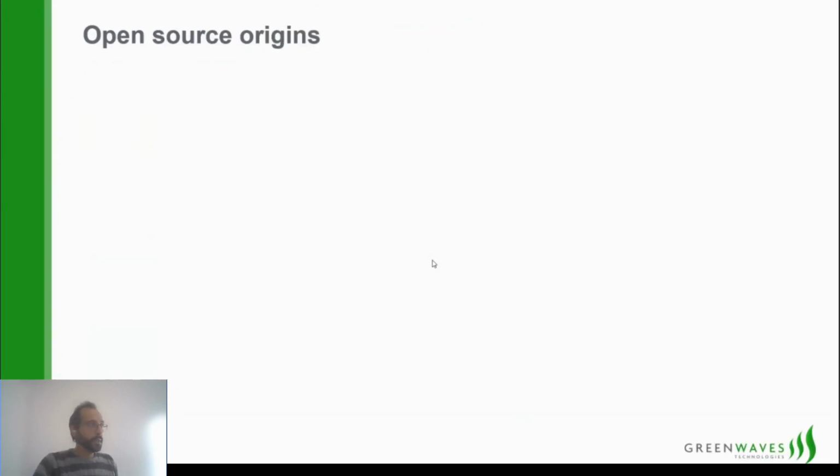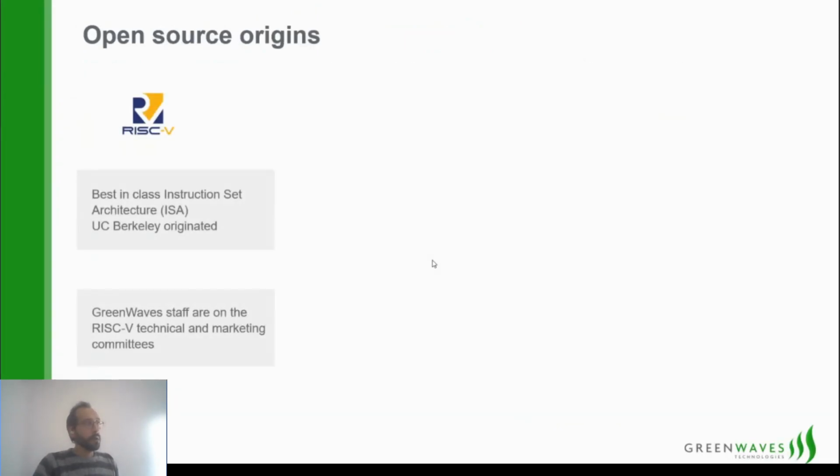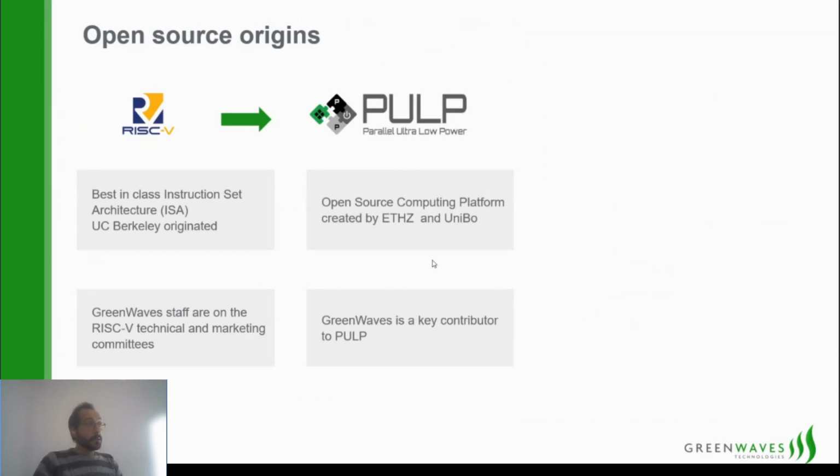We have open source origins, in the sense that the instruction set architecture of our chips comes from RISC-V, which is an open source instruction set. We've also been involved in a project called PULP, which stands for Parallel Ultra Low Power Platform, and which is developed at ETH Zurich and the University of Bologna, and we have been contributors, and we are still contributors with them.